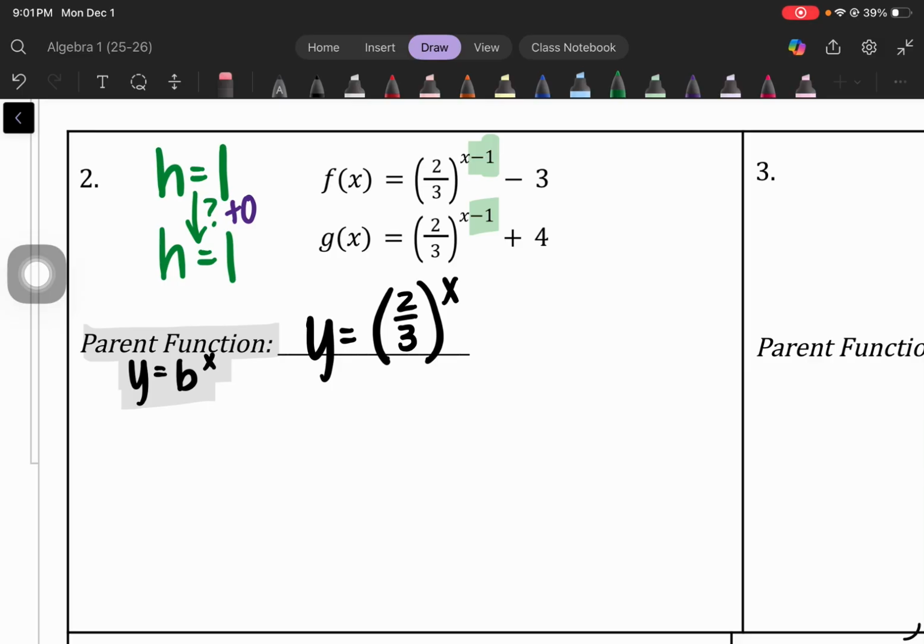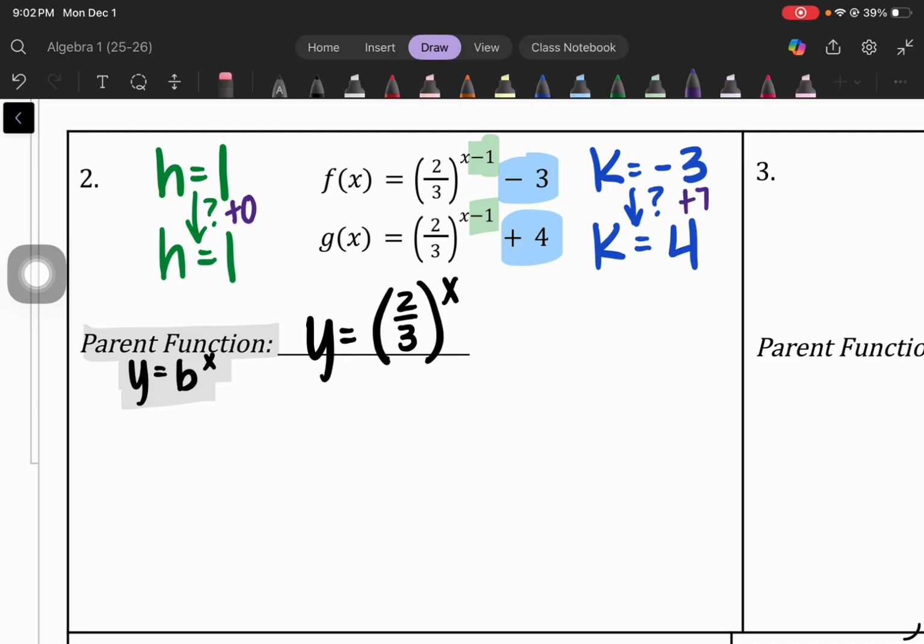Okay? But notice that this time we both have k's. If k tells the truth, then this is negative 3. And in our second one, k is 4. So the question is, how did you go from negative 3 to a positive 4? Well, we had to add 7. Because we are adding 7, that means we're going up our y-axis. So we really went up 7. Our graph moved from f of x to g of x up 7.